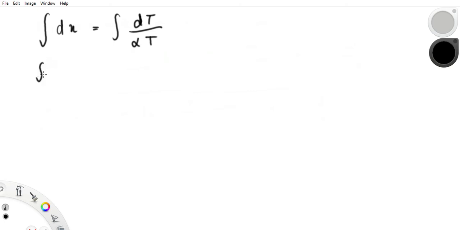This is the same thing as saying 1 dx. These two are the exact same thing. And this is the same as saying 1 over alpha t dt. Now this resembles a better integration problem. Now you know, for example, here you're integrating 1 in terms of x, and here you're integrating 1 over alpha t in terms of t, which makes sense.